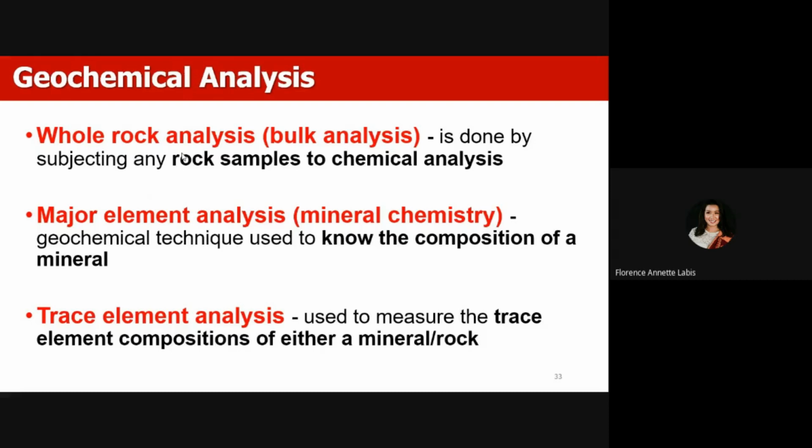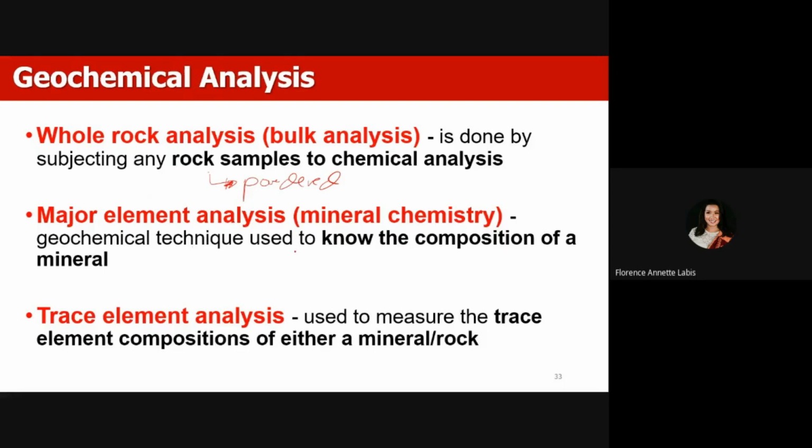So again, under the geochemical analysis, these are the different types of analysis. We have whole rock analysis or bulk analysis. This is done by subjecting rock samples to chemical analysis. Basically, you expect the sample in powdered form. So you crush the rock samples and then turn them into fine sizes, into powdered form of the samples. Okay, so we also have here the major element composition of the minerals.